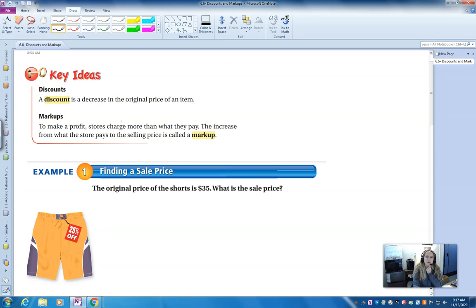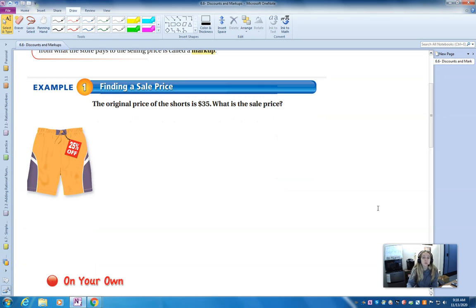What's a markup? A markup is where a store charges more than what they pay in order to make a profit. So it says the increase from what the store pays to the selling price is called a markup. Okay, so a discount lowers the price, a markup increases the price. So we are going to look at both of these things right now. So make sure you have the discount and markup definitions, and let's scroll down to example 1.